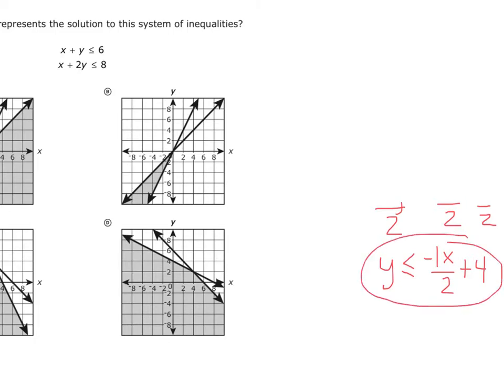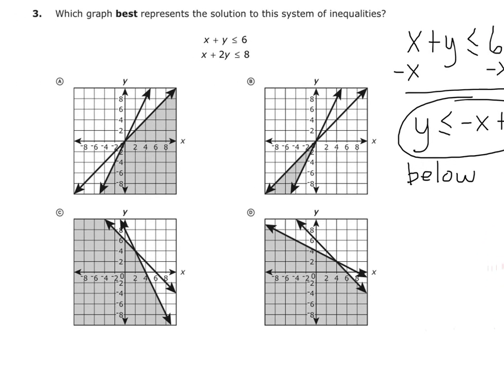Okay. But now, look what you notice. On both lines, on this line, the less than tells us we have to shade above or below? Below. That's telling us to shade below the line. And what is this one in red telling us? It's got a less than also, so we have to shade what? Below. So on both of them, it's below. So let's go look at our graphs.